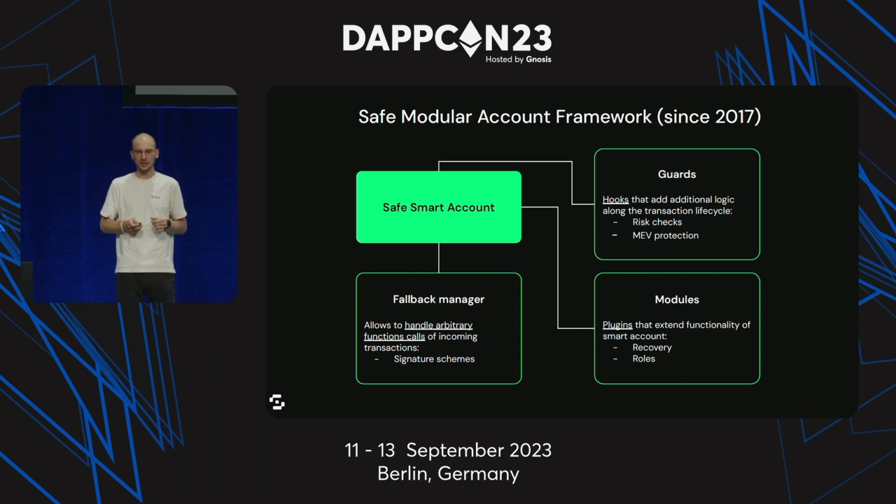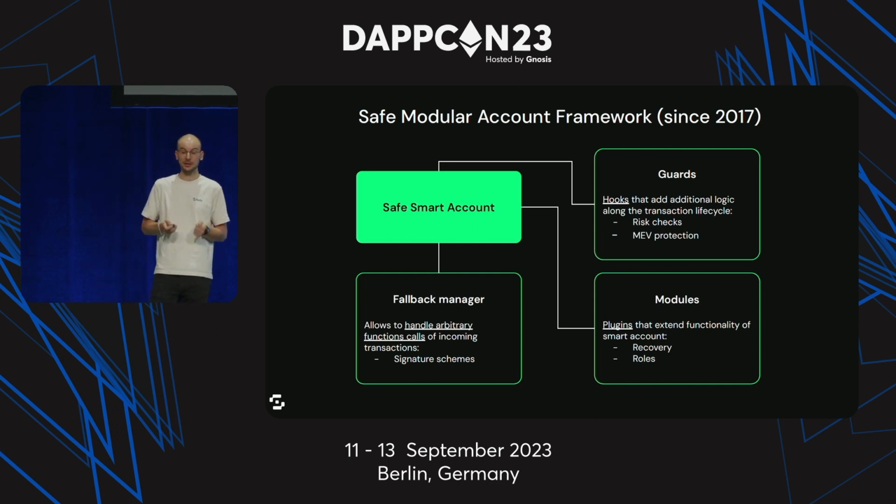One is guards. It's essentially hooking into the transaction logic by adding checks before or after a transaction takes place. These could be, for instance, risk checks, or could also be MEV protection mechanisms. For instance, the Yearn team is doing work in the area here as well.